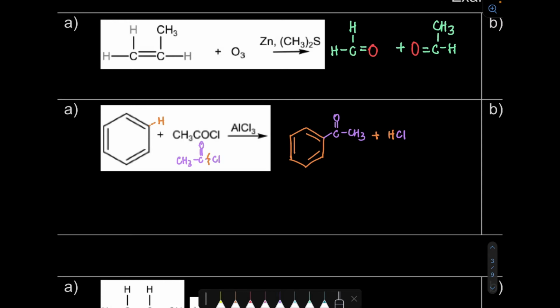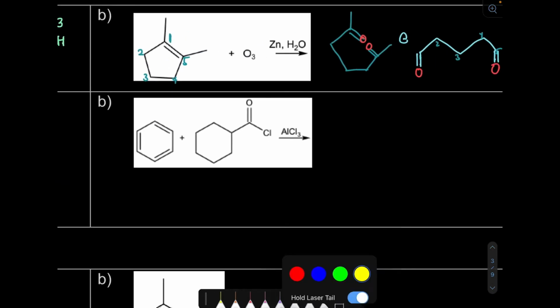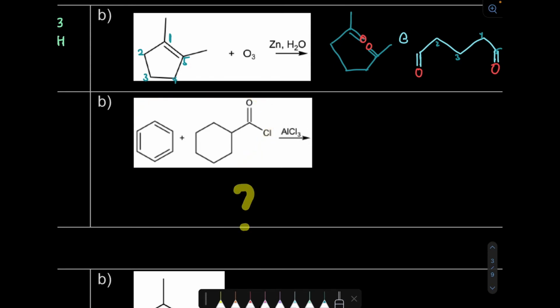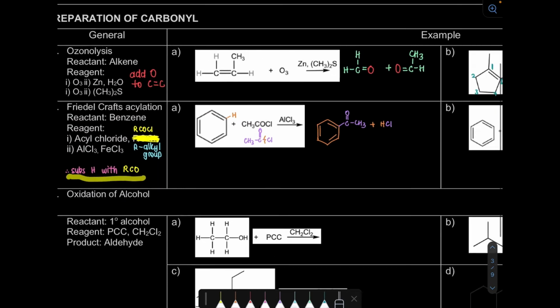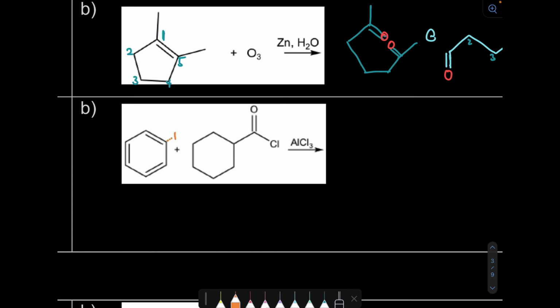Later in the Google Form, please give me the name for this. I will label this question later. Okay, so now let's look at B. Remember, we're going to substitute hydrogen with RCO. So in this case the hydrogen will combine with chlorine.